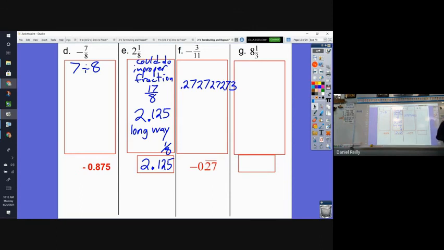Last one, 8 and 1/3. You should not need a calculator for this one, because you know in front of the decimal point is going to be 8, and after the decimal point is going to be 1/3 as a decimal, which you're supposed to know is 0.3 repeating, okay? Put 1/3 in your calculator, 1 divided by 3, you get 0.33333. Okay? All right, I think that's it.